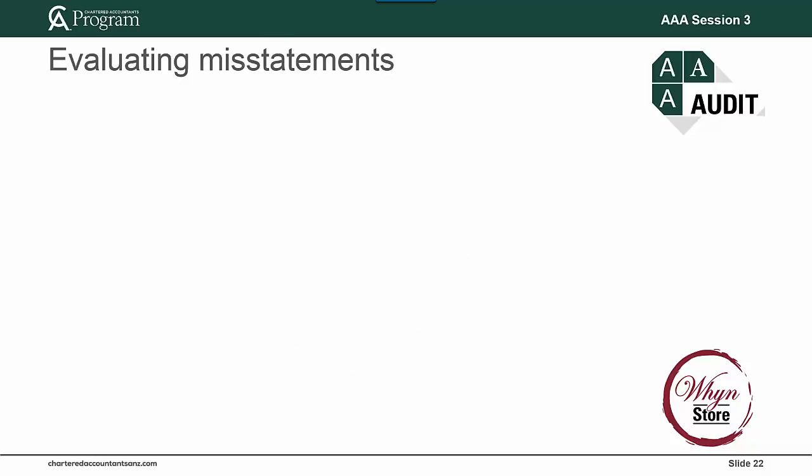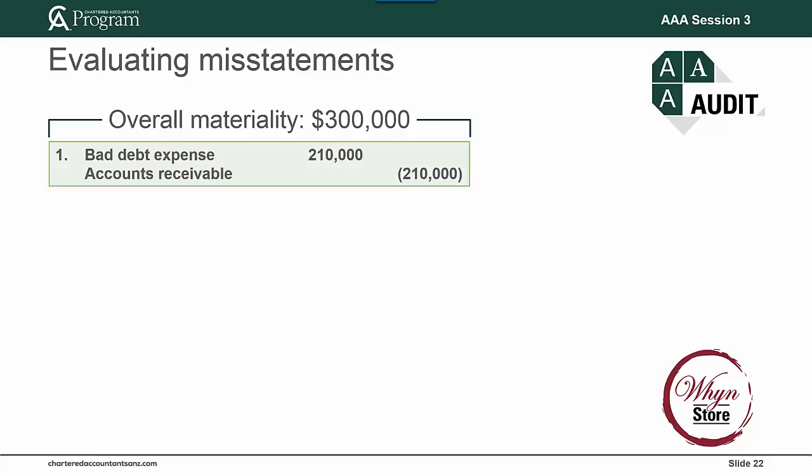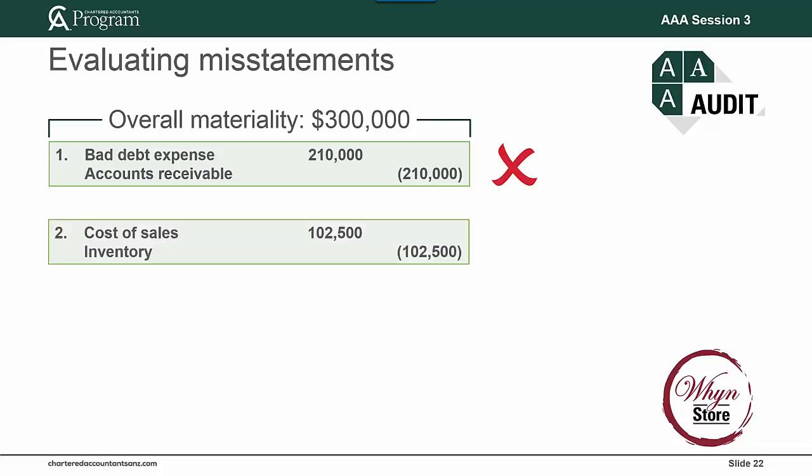Okay, so let's first look at each misstatement individually and compare the size of each to the overall materiality figure of 300,000. The first entry is for 210,000. Hence, as it is below 300,000, this is individually immaterial. The next entry is for 102,500, so similarly this is individually immaterial.